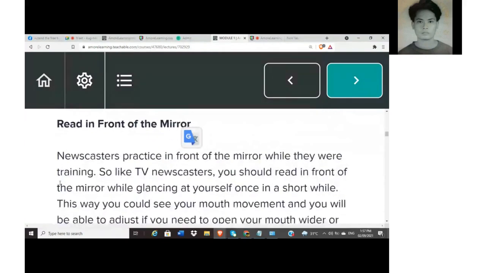Okay. So read in front of the mirror. How do you do that? Get a mirror, get a newspaper, get a book, or nowadays you could just use your cell phone, get an article, and then glance at the mirror once in a while while reading the article. Try to do that.